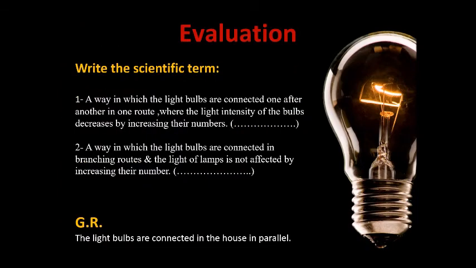Time for evaluation, and this is your homework for today. 1. Write the scientific term for a way in which light bulbs are connected one after another in one row, where the light intensity of the bulbs decreases by increasing their number. 2. A way in which the light bulbs are connected in a branching route and the light of the lamp is not affected by increasing their number. Give reason: the light bulbs are connected in the house in a parallel connection.